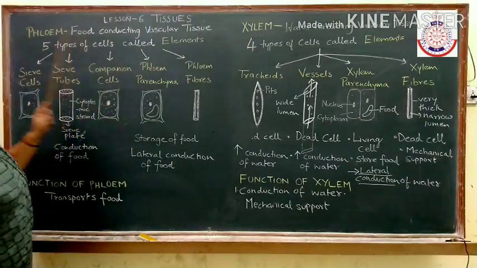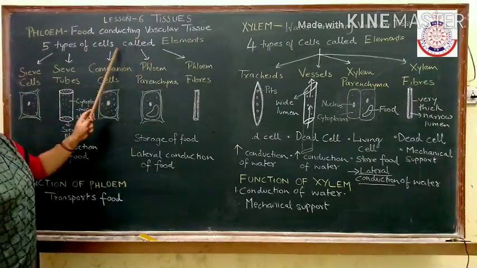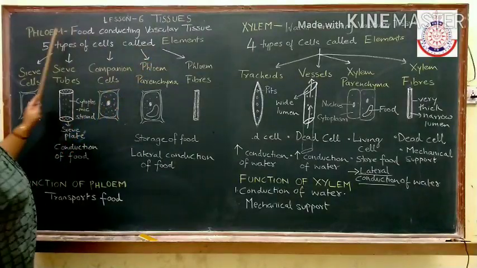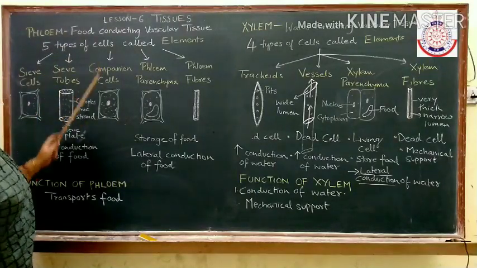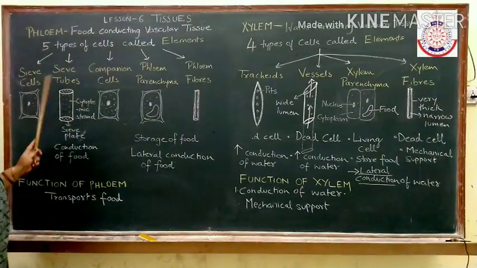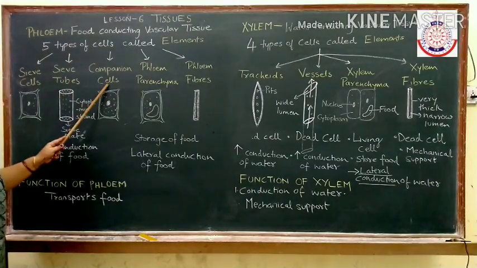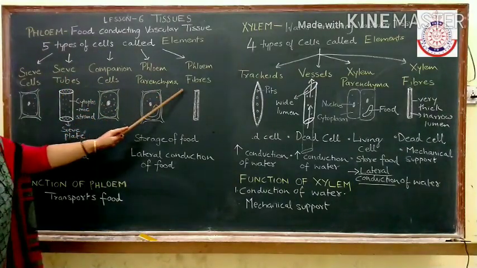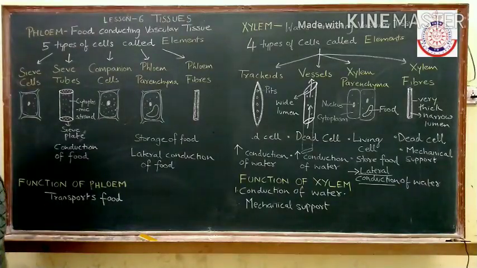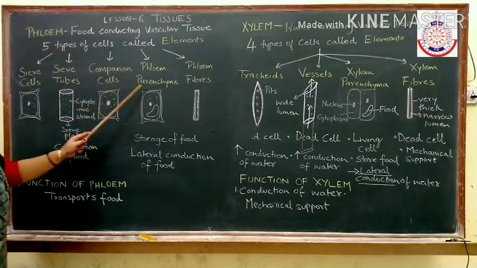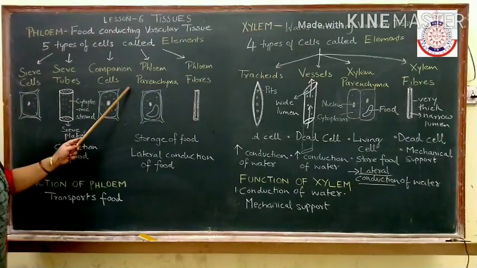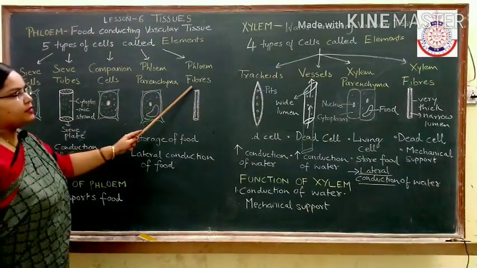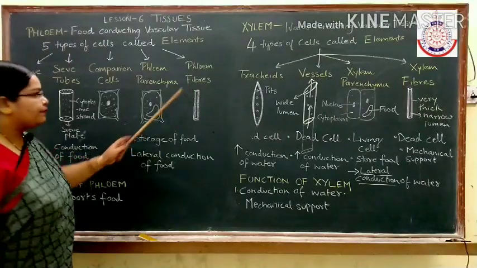Like xylem, phloem is also made up of cells known as elements. Phloem is made up of 5 types of cells or elements. These are sieve cells, sieve tubes, companion cells, phloem parenchyma and phloem fibers. Out of these 5, sieve cells, sieve tubes, companion cells and phloem parenchyma, all these 4, are made up of living cells, whereas phloem fiber is made up of dead cells.